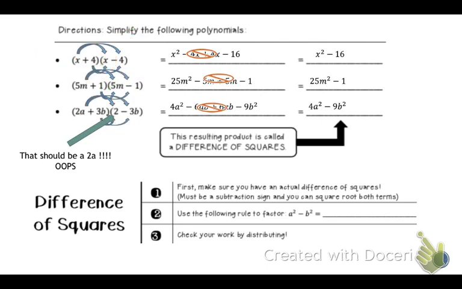So first you make sure it's an actual difference of squares. It has to be a subtraction sign, and you have to be able to square root both terms. And then use the following rules. So it's just going to be a minus b, a plus b. And you could switch those if you wanted to, like all of these are switched. If you want to have the plus first and the minus second, I don't care. It's the same thing. Okay?